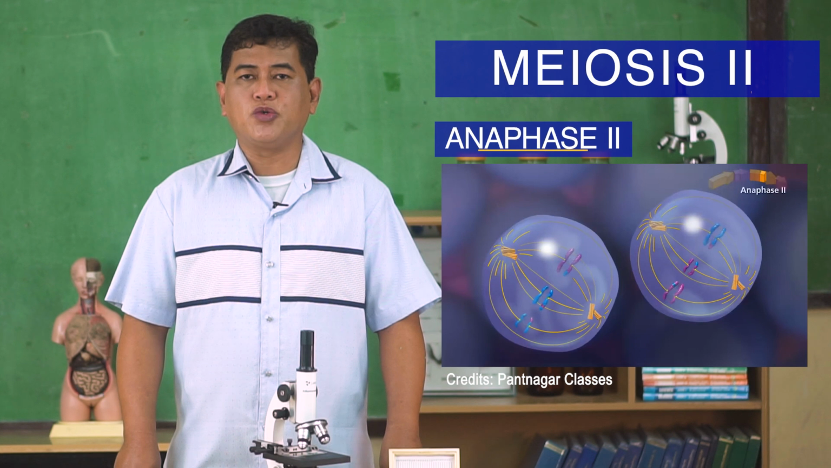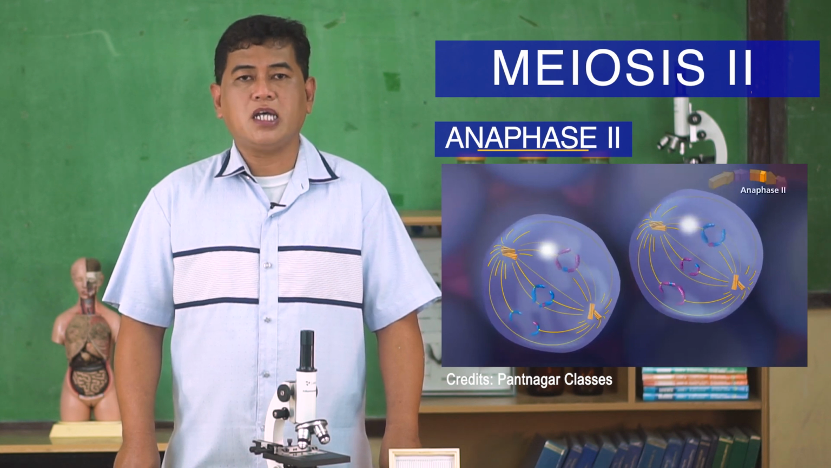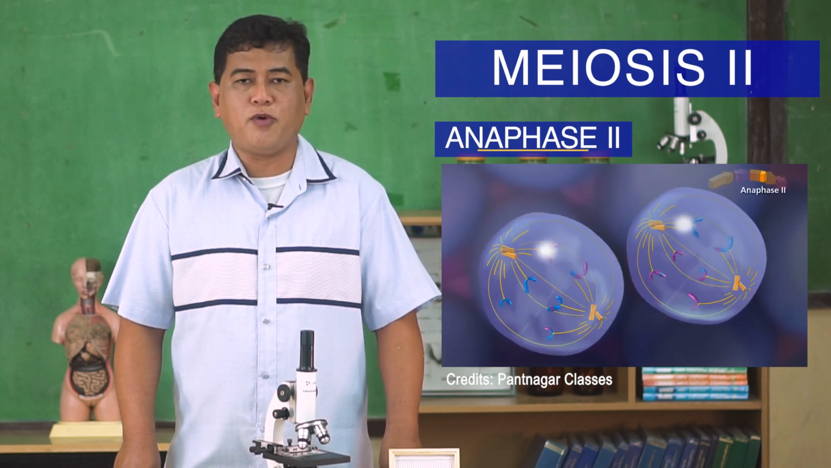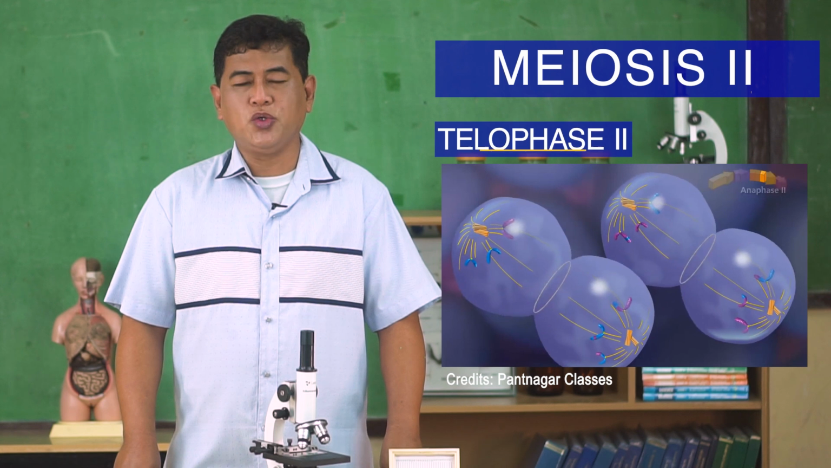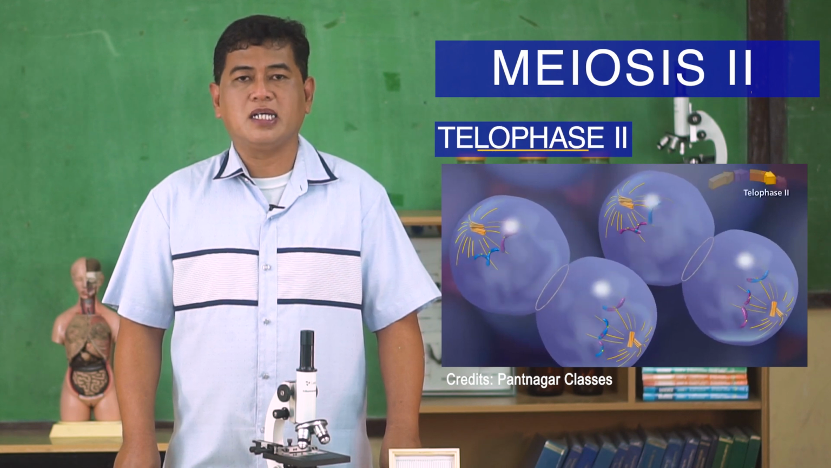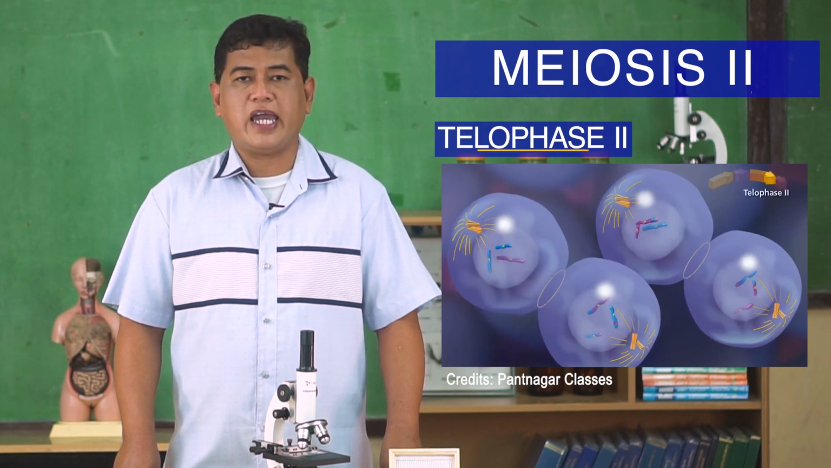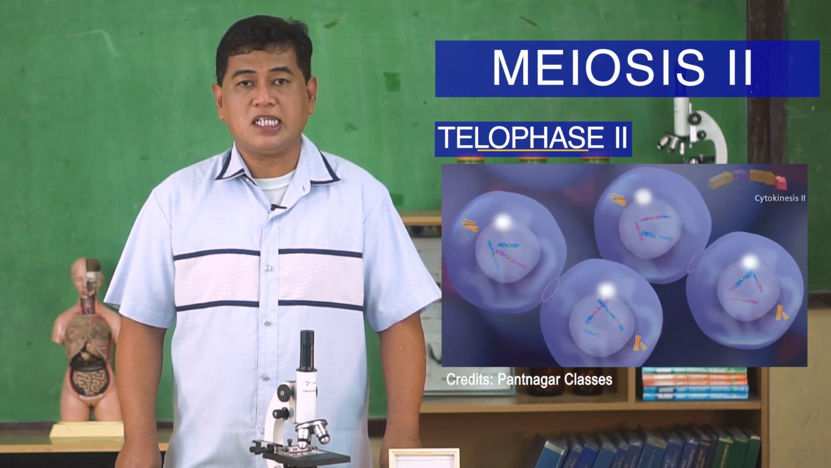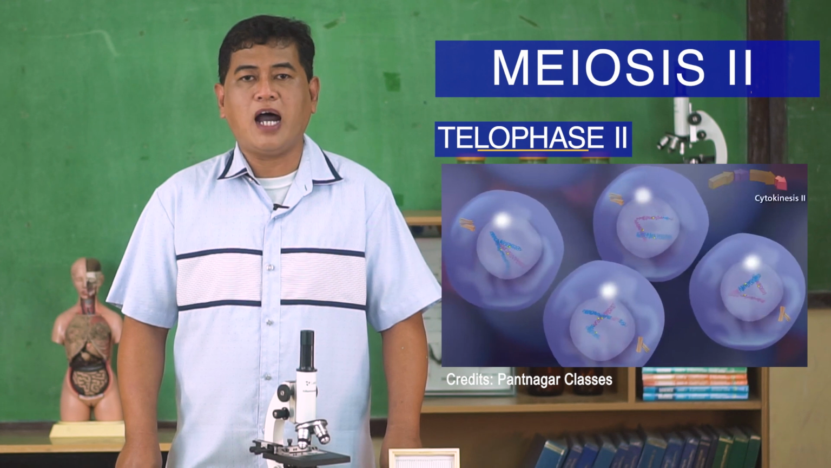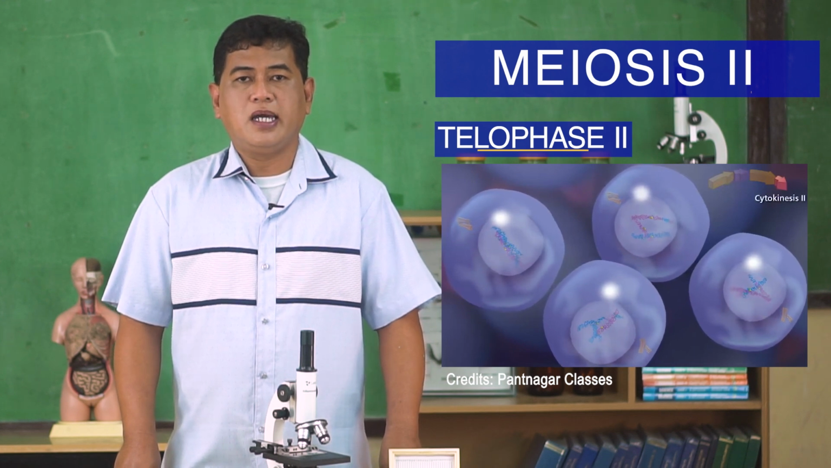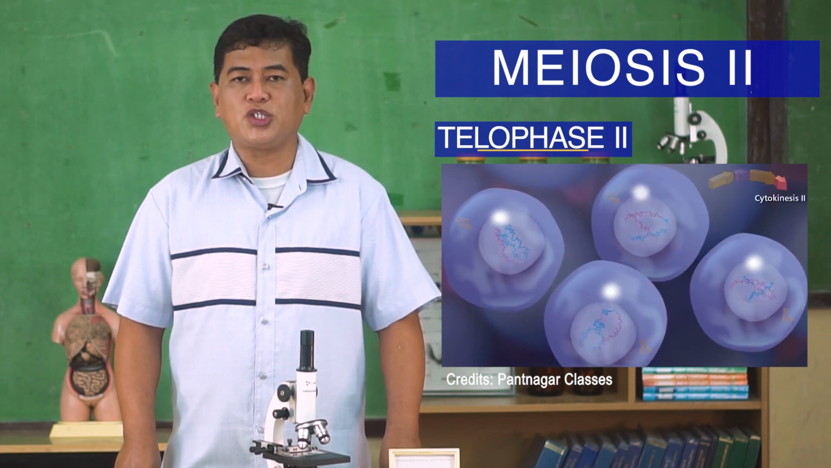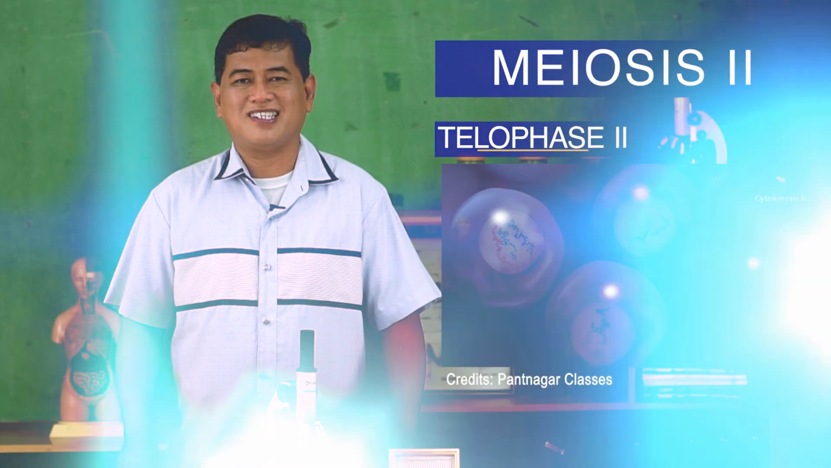Anaphase 2, sister chromatids separate and move to opposite poles. Telophase 2 and cytokinesis. The spindle breaks down and new nuclear membranes form. The cytoplasm of each cell divides and four haploid cells result. Each cell has a unique combination of chromosomes.